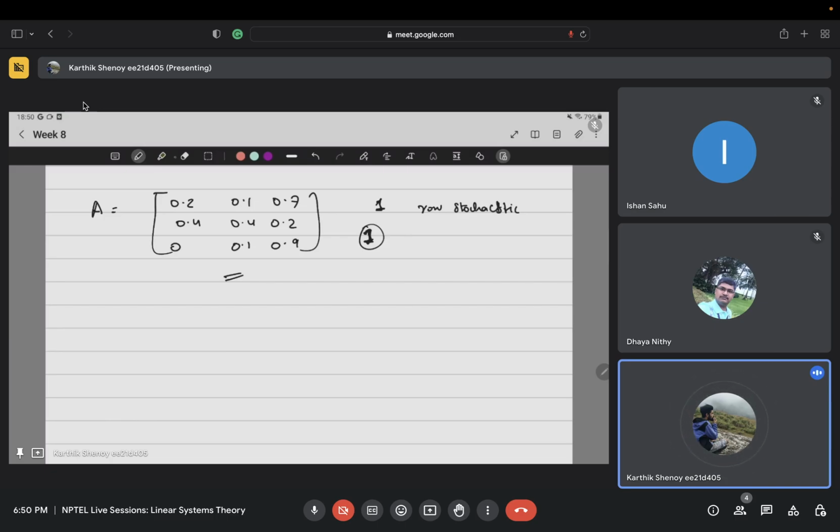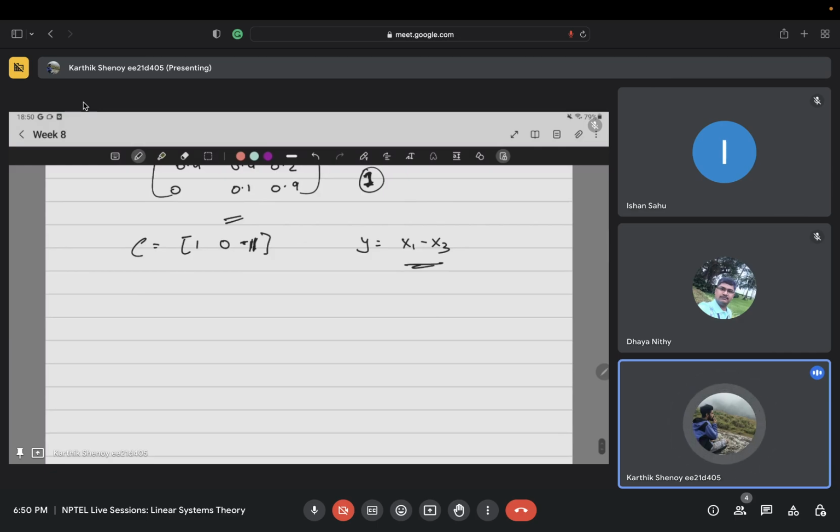I'm just saying, but we won't go into all that right now. I'm taking C equal to 1 0 minus 1. So y is x1 minus x3. I'll just write the observability matrix, which is C, C A, C A square, where C is 1 0 minus 1.